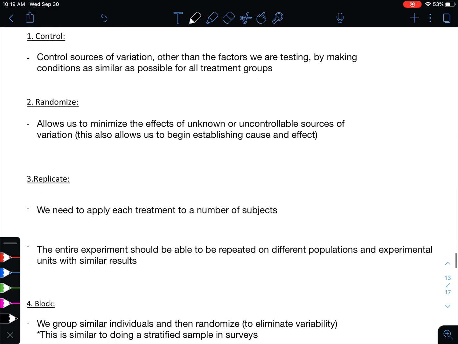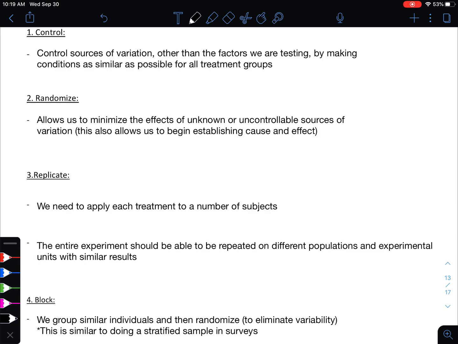To start off with, control. When you're looking to establish control, what you're trying to do is control sources of variation other than factors that we are testing by making conditions as similar as possible for all treatment groups. To give you an example, I think I mentioned that I had done a science experiment where I had tried to grow grass using a few different liquids. I had used water, milk, and Gatorade.